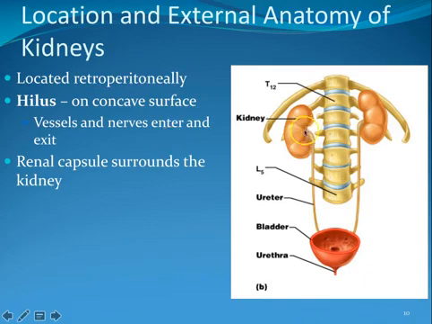The hilus is on the concave side, so on this side is the hilus. Again, that's where vessels, nerves, tubes enter and exit. So it's the same idea as with what we saw when we talked about the respiratory system. And then there is an actual capsule, a connective tissue capsule around each kidney.